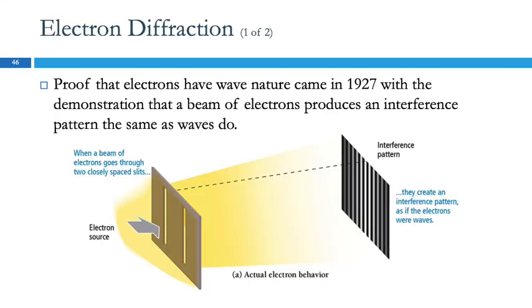So if we send electrons toward this barrier with two slits, just like the one in the box on the beach, right? Waves going through these two slits create a diffraction pattern, this interference pattern. So only waves can do this, particles can't do this. So this is proof that electrons are waves, because we get the same interference pattern that we see with light waves. Any questions?